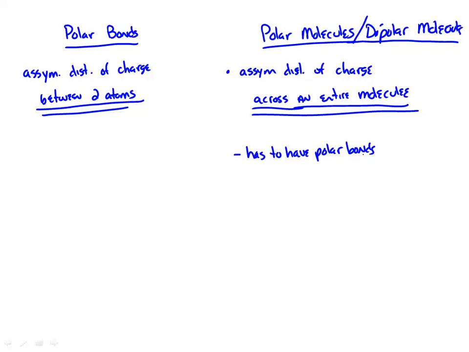But just because something has polar bonds doesn't make it a polar molecule. It's kind of one of those little logic puzzles, right? Just because it's A implies that it's B, but if something's B does not imply that it's A.